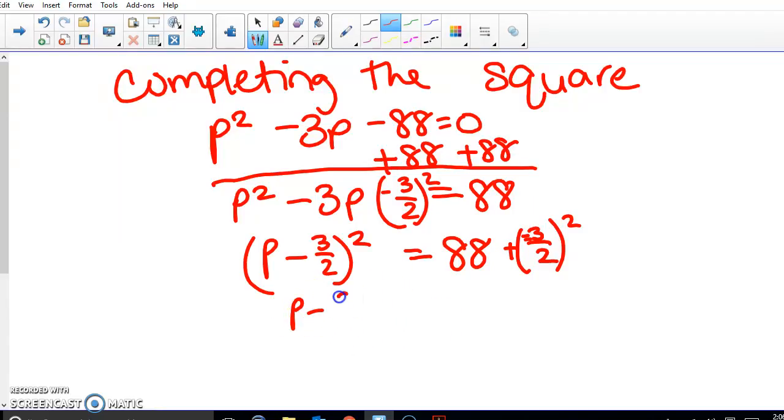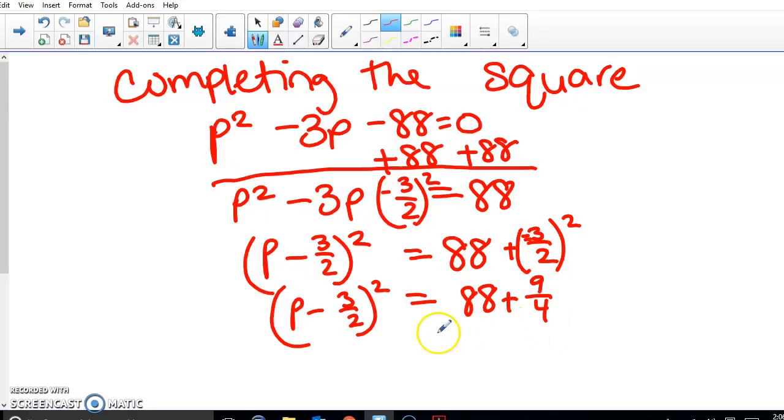So we have p minus 3 over 2 squared equals 88. Distributing our square, we have 9 over 4. So p minus 3 over 2 squared equals, so combining these two, we get 361 over 4.